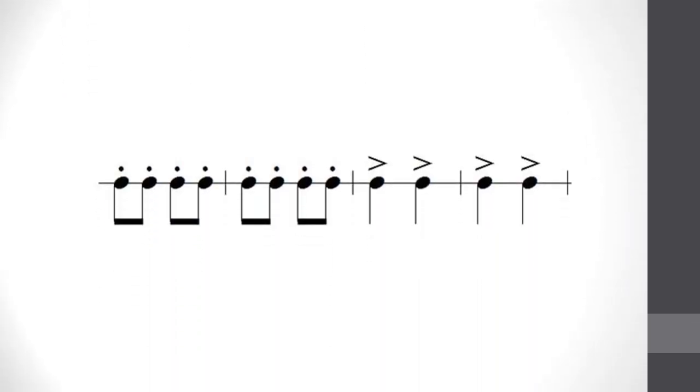Here is an example of how articulations can contribute to the rhythmic mood. Staccato articulations can create a lighthearted effect, while marcato articulations can create a more agitated effect.